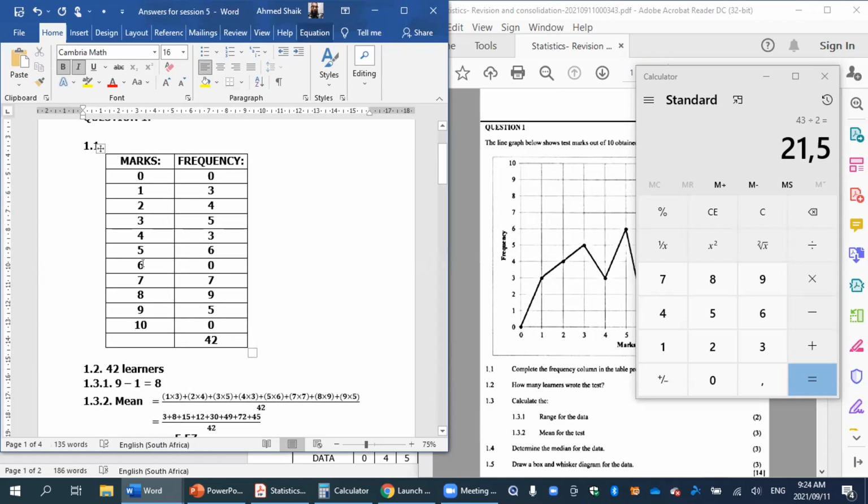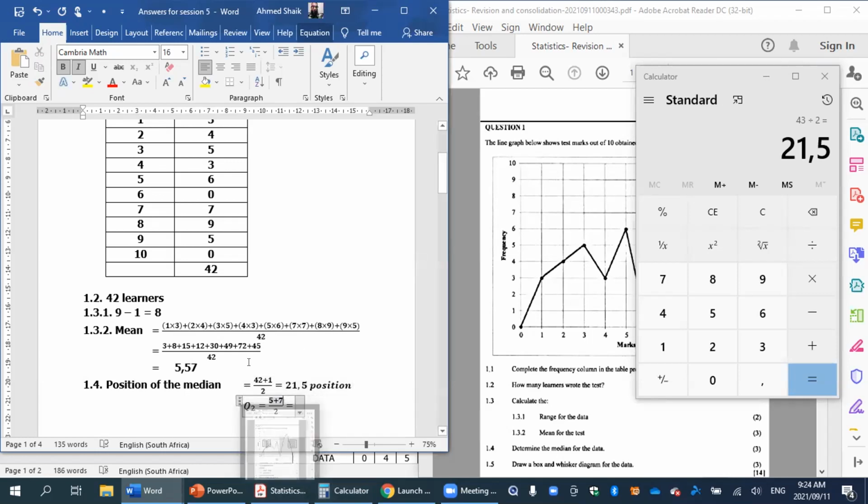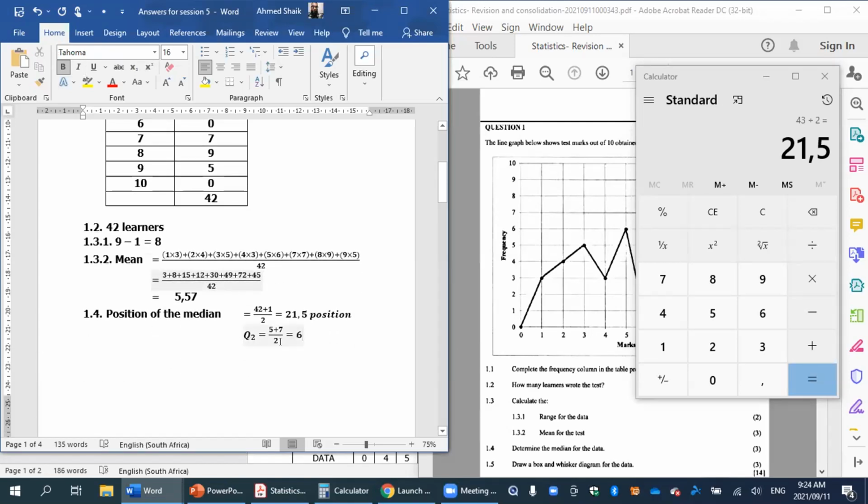And 6 was not in our data set. It was never in the data set. The frequency is 0. So we're going to have to look at the next value. So our 22nd position would be Mark 7. Therefore, it's going to be 5 plus 7 divided by 2. And that equals 6. So that tells me that the median of my data set, Q2, is equal to 6.